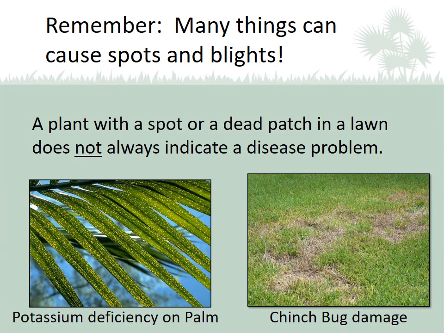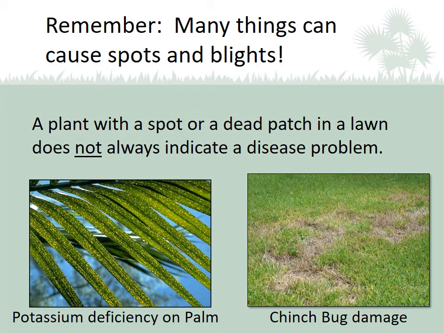It's important to remember that many things can cause spots and blights. A plant with a spot or a dead patch in a lawn does not always indicate a disease problem, as we see in the bottom left corner here, where potassium deficiency has created a number of leaf spots on foliage. On this particular palm, it is an issue of nutritional deficiency, an abiotic disorder. And on the right-hand side, we see a lawn where chinch bug damage has caused quite a bit of issues. We notice that this is from insect pressure, not from a disease.